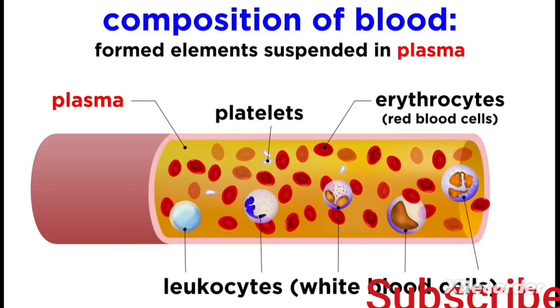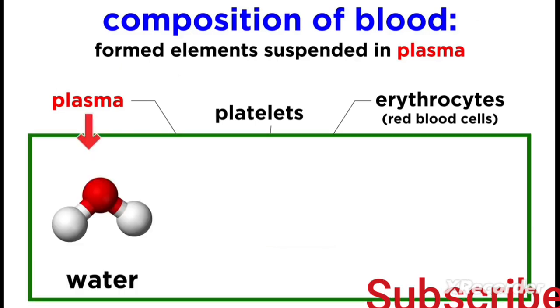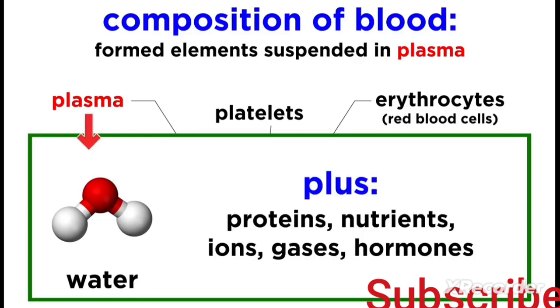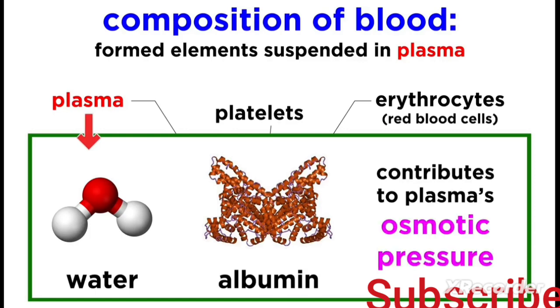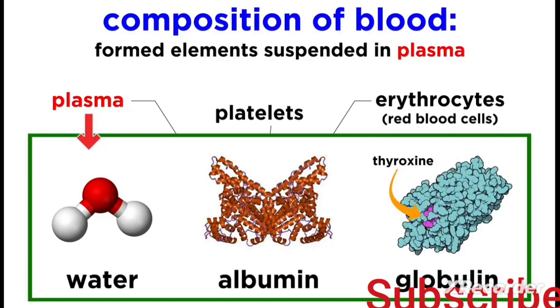Let's discuss each component of blood now, beginning with plasma. This is a sticky fluid made mostly of water, but also containing a variety of proteins, nutrients, ions, gases, and hormones. The most abundant plasma protein is called albumin, which contributes significantly to plasma's osmotic pressure, and this is followed by a variety of globulins which bind to certain molecules for transport.